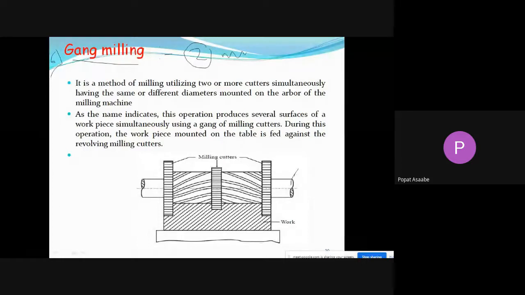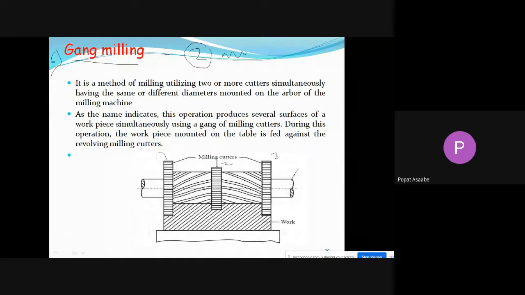See here, this is milling cutter number 1, this is 2, this is 3, and the diameter of that cutter will be the same or different according to your requirement.